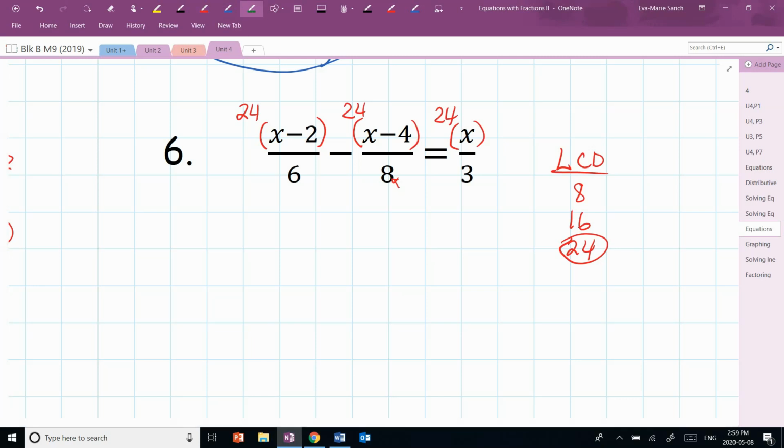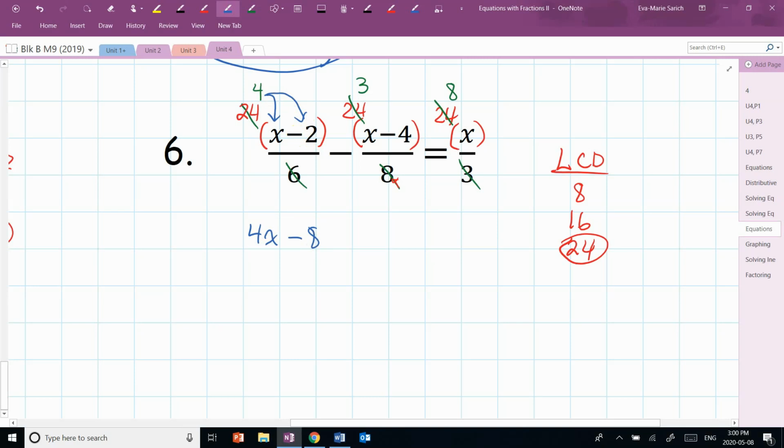Now, again, the whole reason for doing that is to get rid of the number at the bottom. So 6 will divide into 24 to give you 4. 8 divides into 24 to give you 3, and 3 divides into 24 to give you 8. Now, what's left has to multiply everything inside the brackets. So the 4 is going to multiply the x to give you 4x. The 4 is going to multiply the -2 to give you -8.